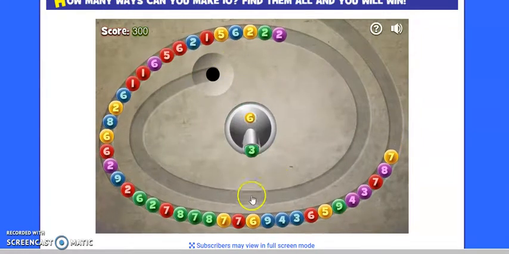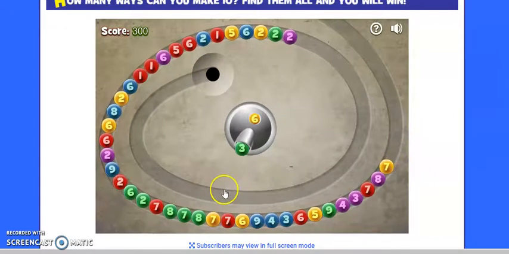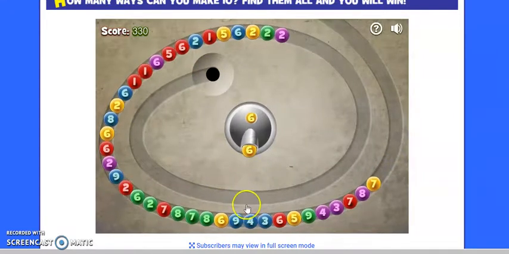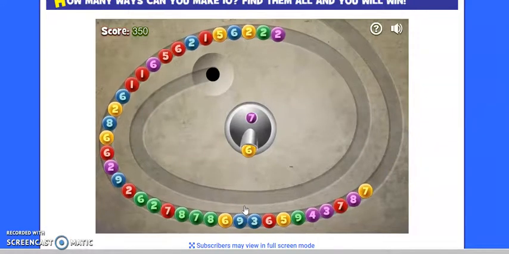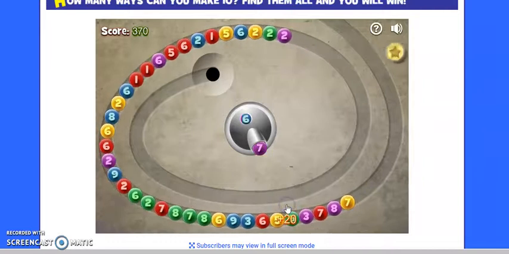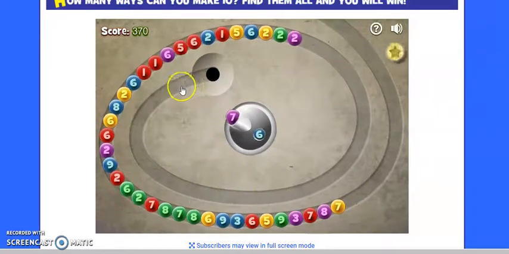Oh, I guess you're trying to... So 3 plus 7 is 10. 6 plus 4 is 10. 6 plus 4 is 10. See how we run into the same exact patterns over and over again?